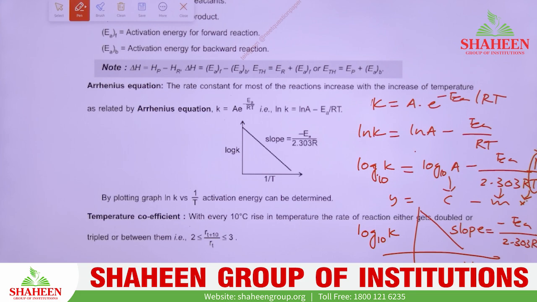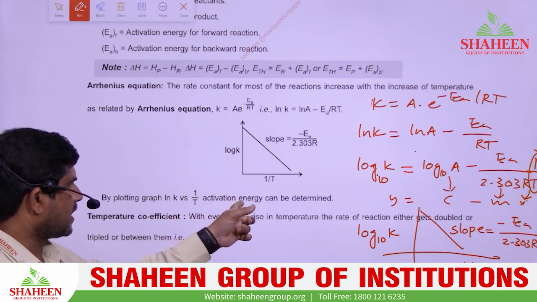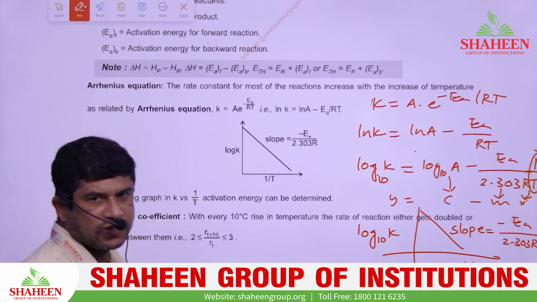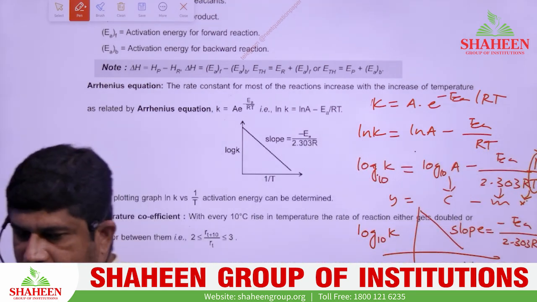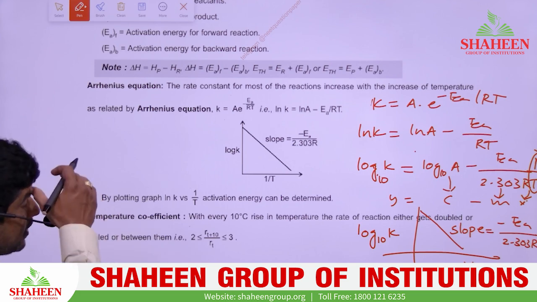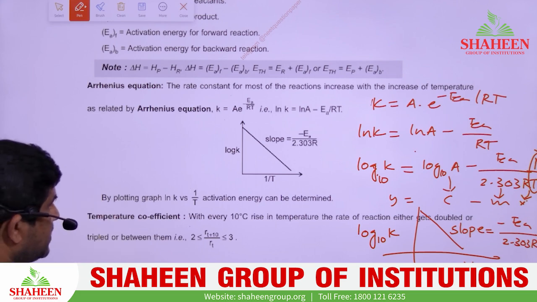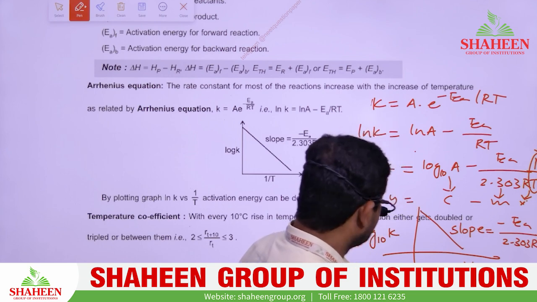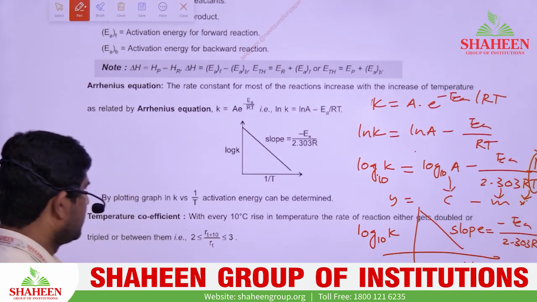So by plotting log k versus 1 by T, activation energy can be determined. With the help of a graph also we can determine activation energy. Very, very important: the slope is equal to minus EA by 2.303 R if you plot a graph between log k versus 1 by T.